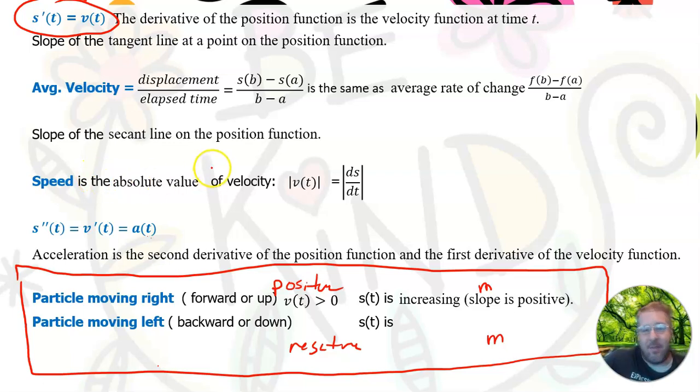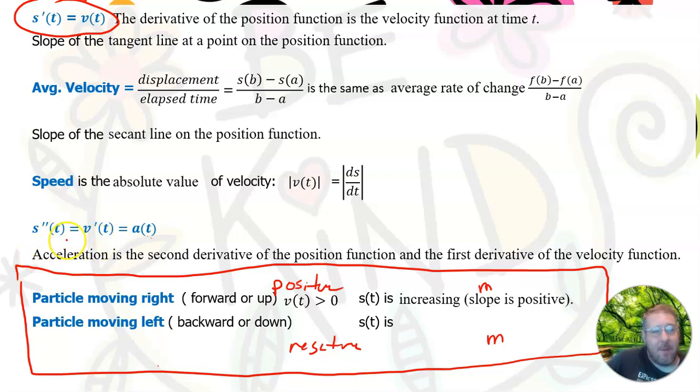Average velocity and the derivative are not the same thing. I think I mentioned that in a prior video. The derivative is the instantaneous rate of change, whereas average velocity is just the average rate of change. Not exactly the same thing, and you have to be very careful with that on questions. Speed is sort of like our displacement. Speed is always going to be the absolute value of velocity, for the very reason we just talked about on the last page.